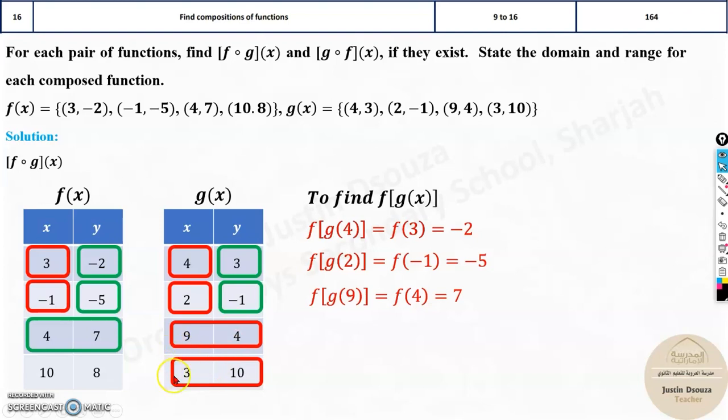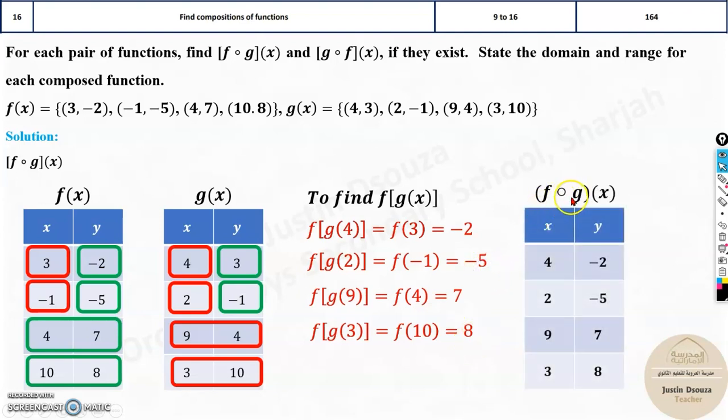Again, remember we are composing g of x inside f of x. So what we have to do is see the x values of g first. All the x values of g must be considered. That is 4, 2, 9 and 3. Now when we write f of g of 3, g of 3 is the answer y, that is 10. So this entire thing becomes f of 10. Now what is f of 10? We have to see in this table, it is 8. So this entire thing changes to 8. So these are the values. F of g of x answers we got as minus 2, minus 5, 7, 8.